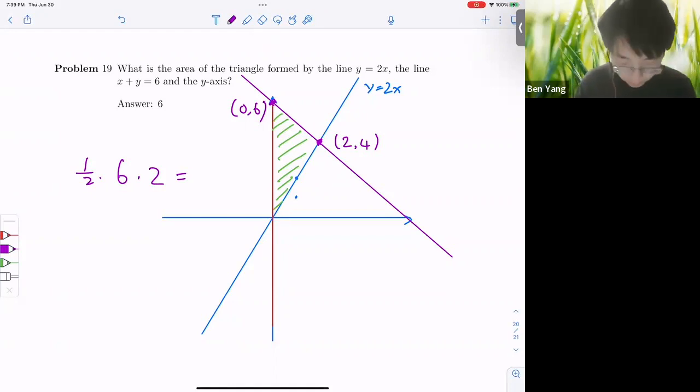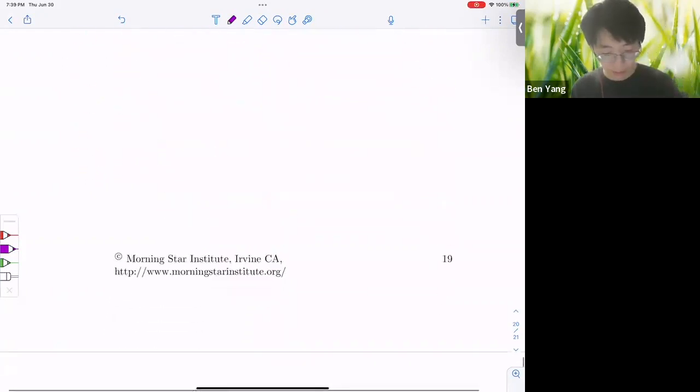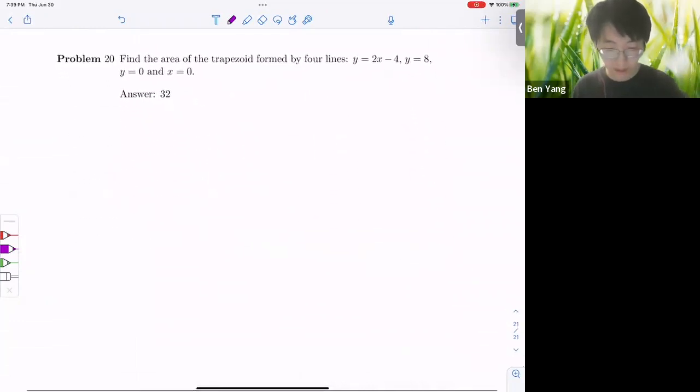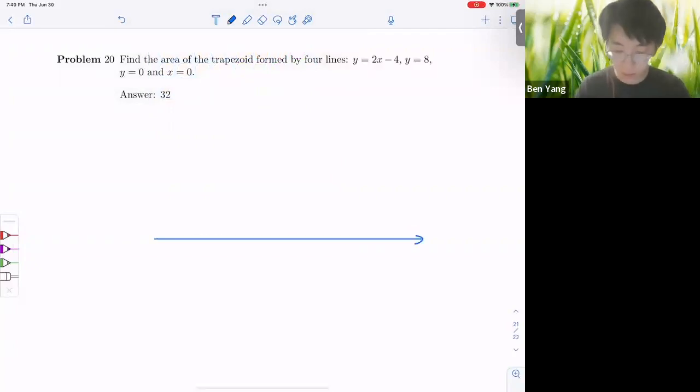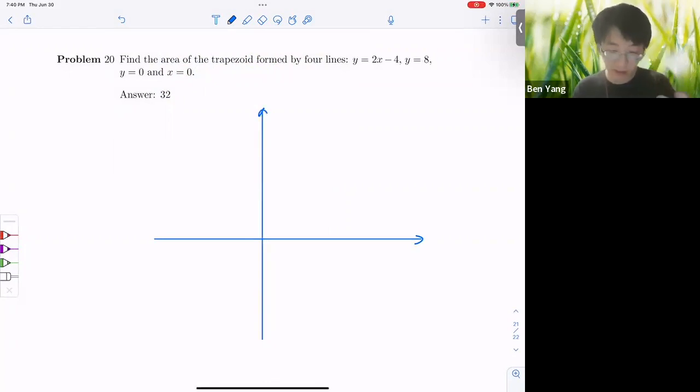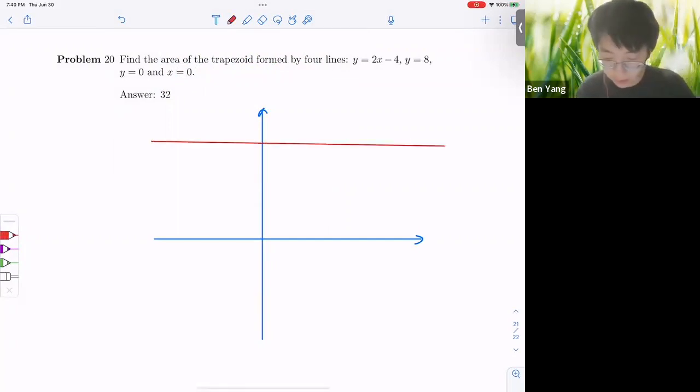Cool. Last question there, problem 20. Find the area of the trapezoid formed by 4 lines: y = 2x - 4, y = 8, y = 0, and x = 0. Again, let's draw the graph. We have x is 0, y is 0. That's the y-axis and x-axis. And also y is equal to 8. That's a horizontal line.